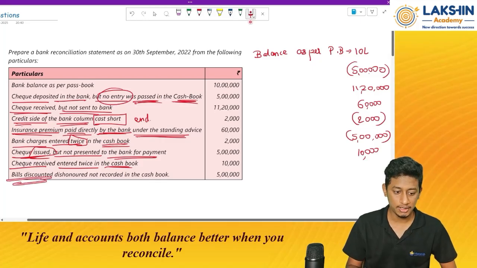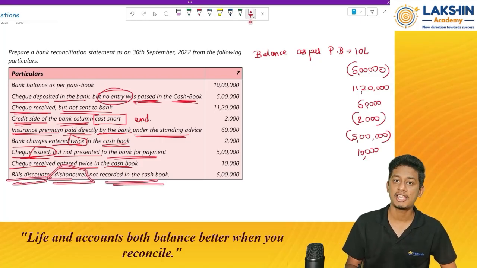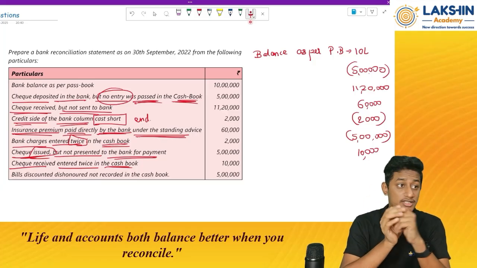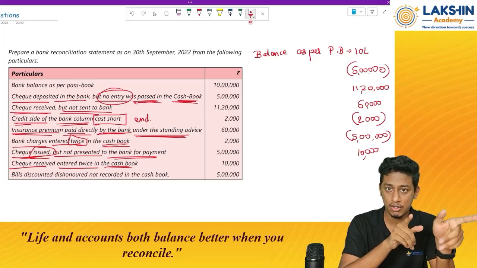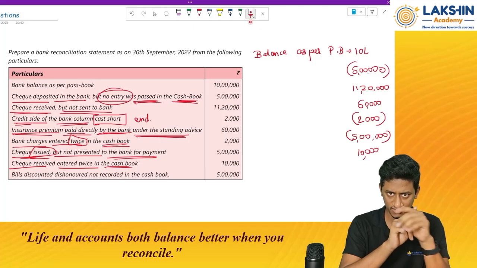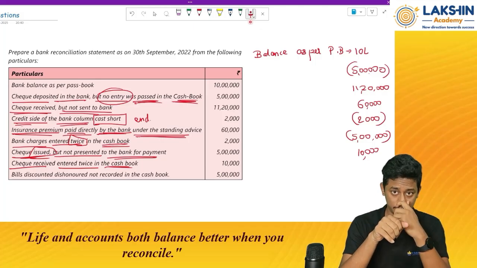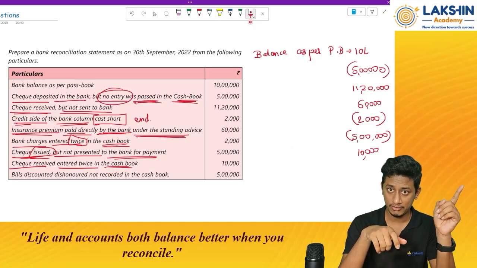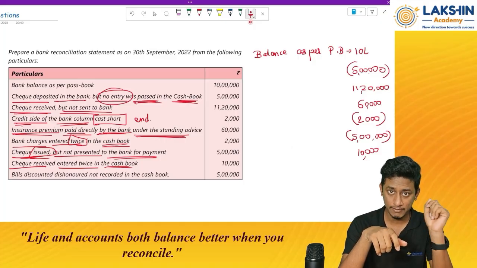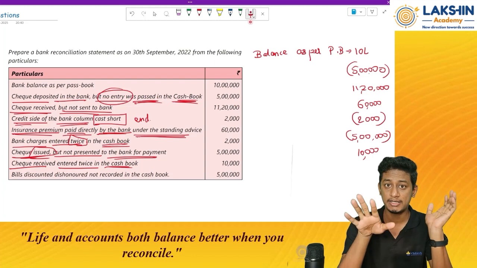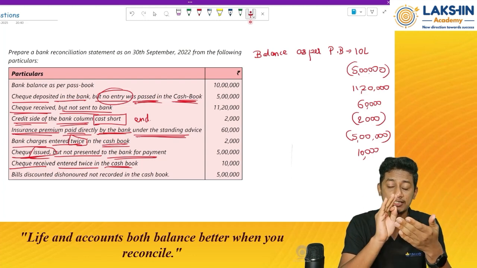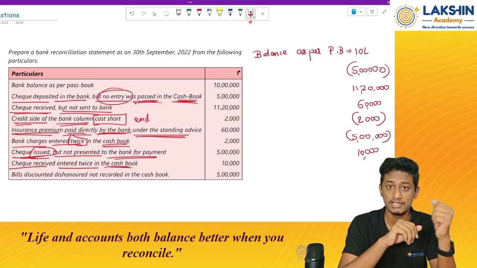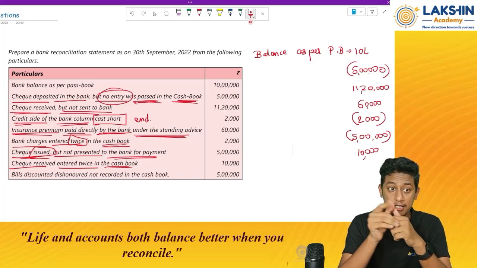Bill discounted, dishonored, not recorded in the cash book. Now what has happened? Whatever the bill was discounted with the bank, let's say I was supposed to receive 5,000 from a customer. I went to the bank early, before the maturity, gave the bank the bill and said pay me the money. The bank discounted it and gave me only rupees 4,800 instead of 5,000 rupees. Because of this, I receive a lesser amount. But now the bill is dishonored.